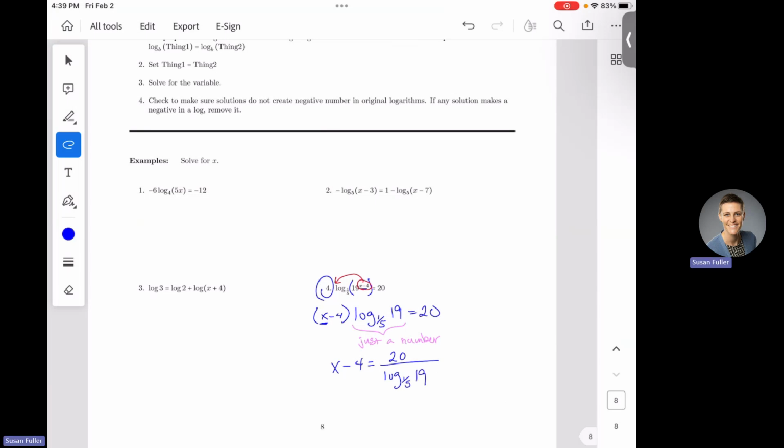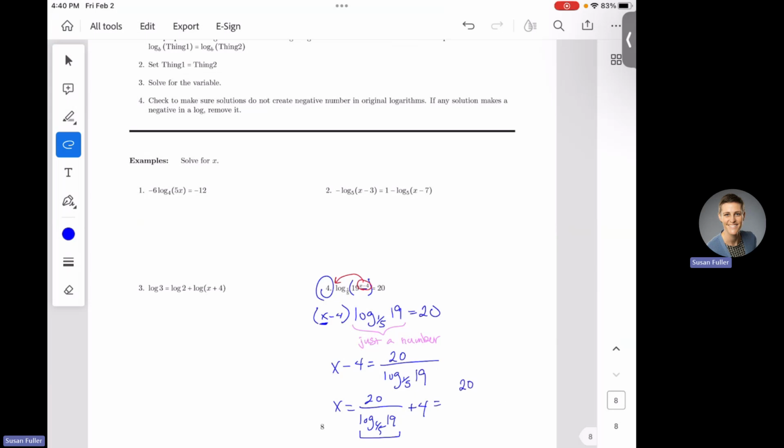And now to get to x, you just add 4 to both sides, and we get 20 over that lovely log base 1/5 of 19 plus 4. So that's what x is. Now, the hard bit about this is going to be putting this in a calculator, because log base 1/5 of 19, you don't have a calculator button for log base 1/5. We have to do a change of base on this.